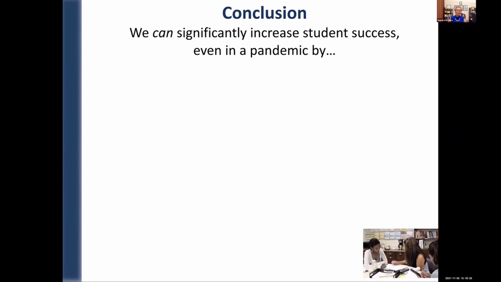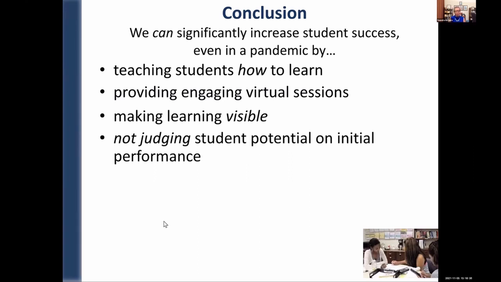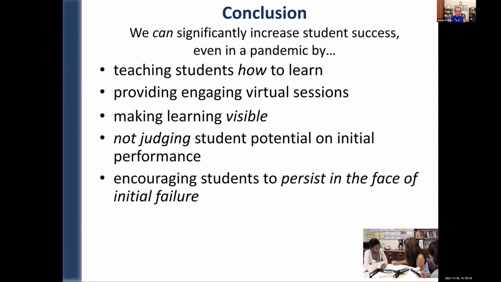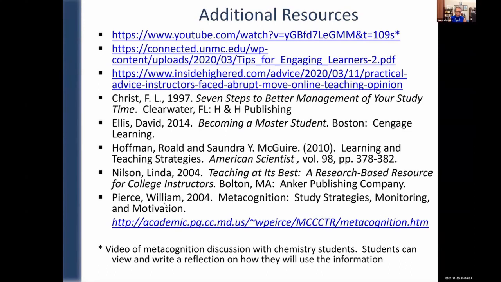So finally, I'm going to close by saying we can significantly increase student success, even in a pandemic, but we've got to teach our students how to learn. We've got to provide engaging virtual sessions. We've got to make the learning visible. We can't judge their potential on their initial performance, and we can't let them do it either. We've got to encourage them to persist even when they fail initially. We've got to encourage them to use these metacognitive tools that are going to result in deep and integrative learning.